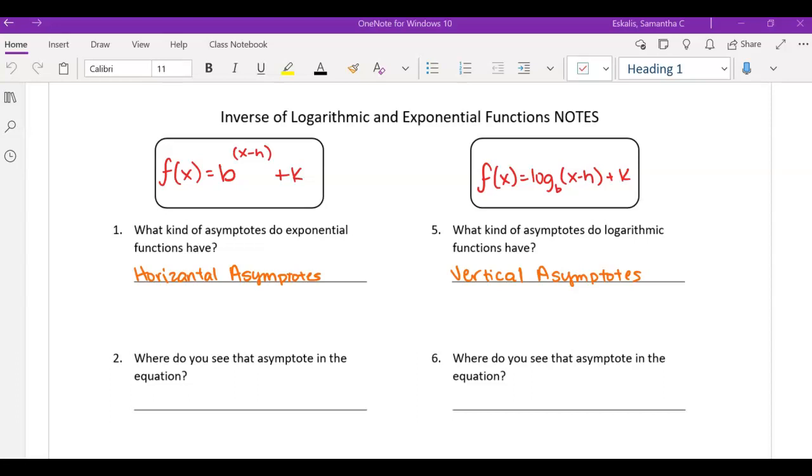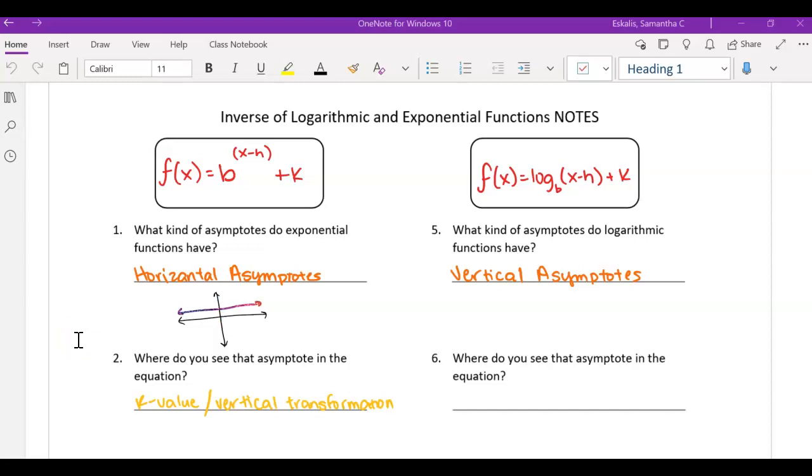So now we're going to look and see where we could see this actually in the equation. For exponential functions, we see it with this plus k value. That's how you find your horizontal asymptote, is in the plus k value, which, as we know, means that it's shifting our function up or down. So if we have a horizontal asymptote, we see that in our shift because it's going up or down.